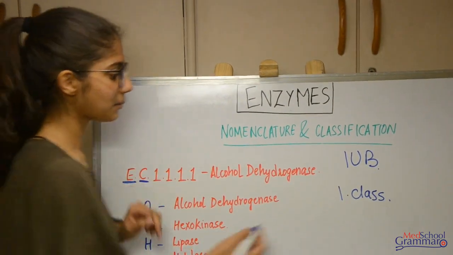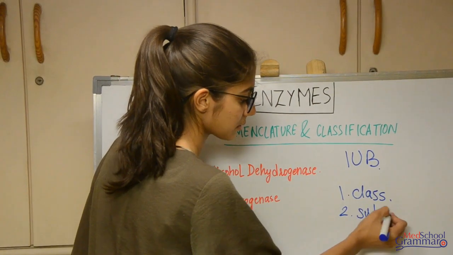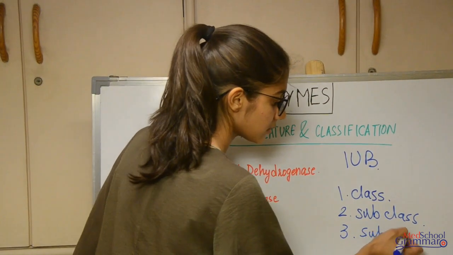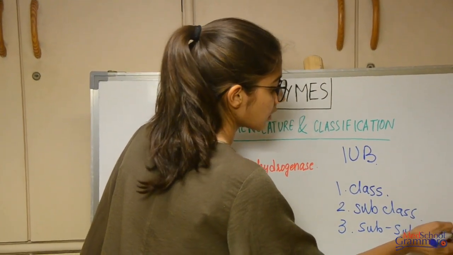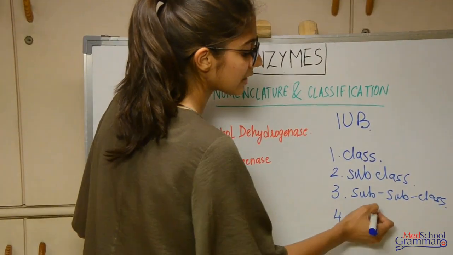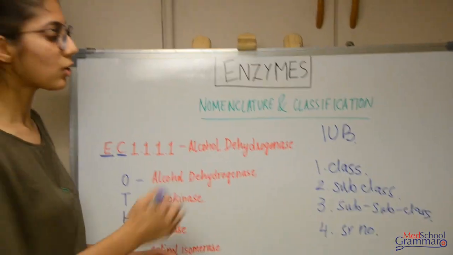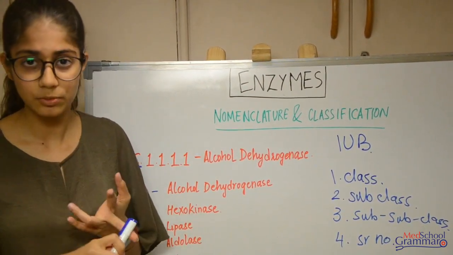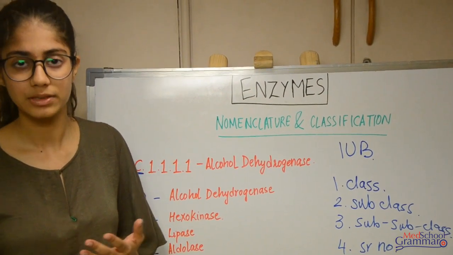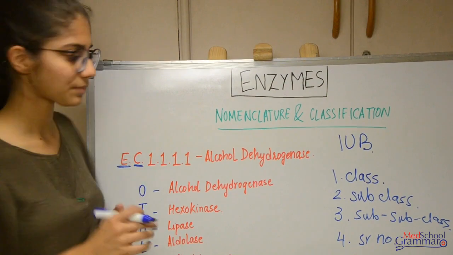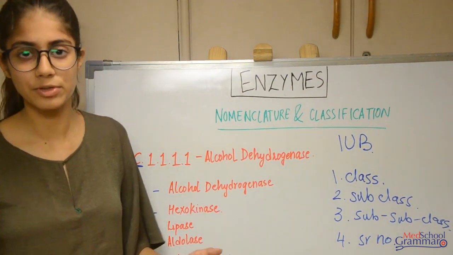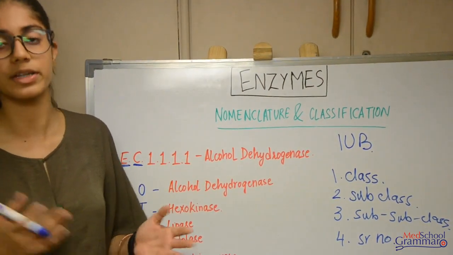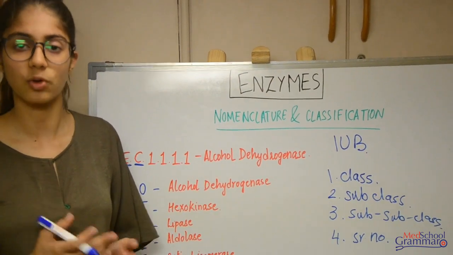Alright, the second number gives you the subclass. The third number gives you the subclass, and the fourth number gives you the serial number. Now altogether this tells you about the class of the enzyme, the substrate on which it reacts, the reaction that it performs. It gives all these details. Of course, this is not generally used. Not everyone would be able to figure out just from the EC number what the enzyme was. So along with the trivial names, this IUB classification is also used.